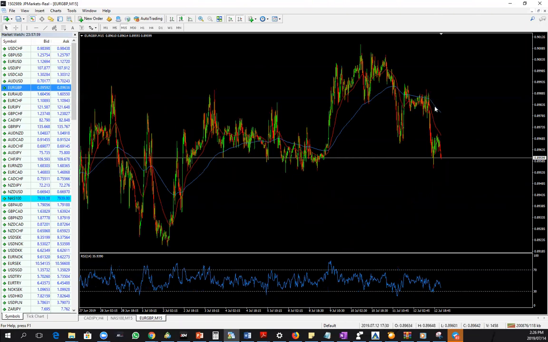The trend is saying down. They are splitting from each other. They're causing a distance there. 100%, I am going down.